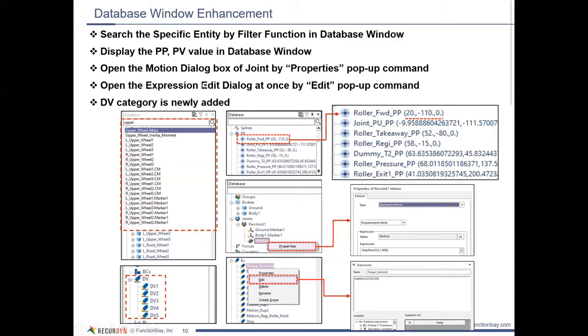Likewise, you can open the expression edit dialog box with the edit command with any of the entities that are listed under expressions, and it'll just take you directly to that dialog box. Also, there's now a new category for design variables. That used to be mixed in with parametric values, but now it's its own category. So that's, I think, more clear.